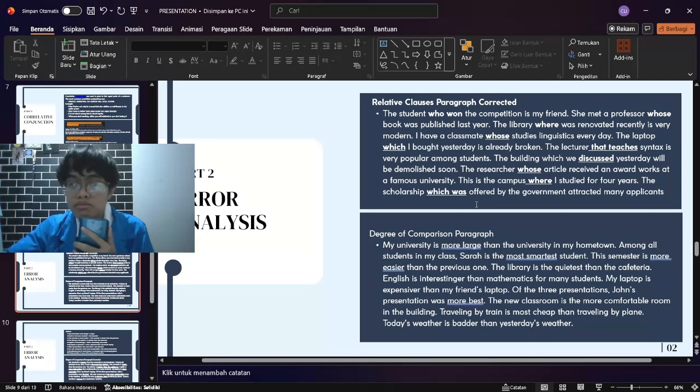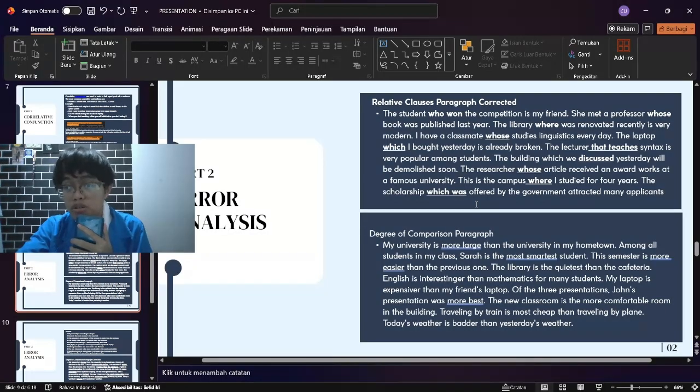Okay, the second part is relative clause. So this is the corrected sentence. I already bolded which one I corrected. This is the first one: The student who won the competition, my friend. She met a professor whose book was published last year. The library where was renovated recently is very modern.